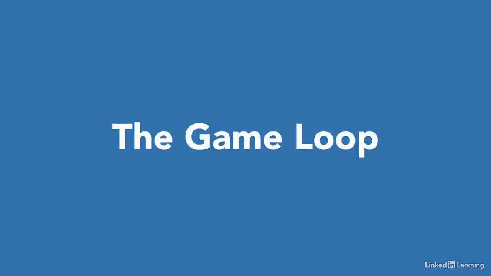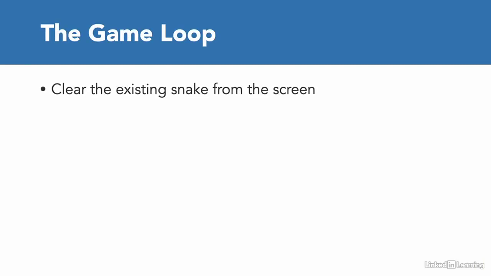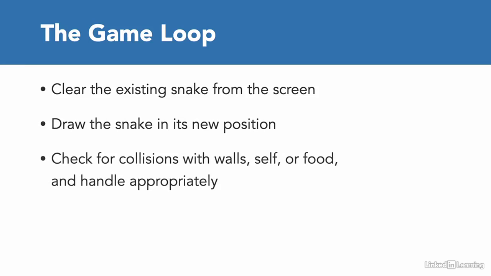The heart of many games is the game loop. This is where essential game operations such as updating positions of game objects and checking for collisions occurs, continuously until the game ends. The game loop for the snake game needs to achieve the following. We need to clear the existing snake from the screen. We need to draw the snake in its new position, check for collisions with walls, self or food, and handle these appropriately, and also update the score.